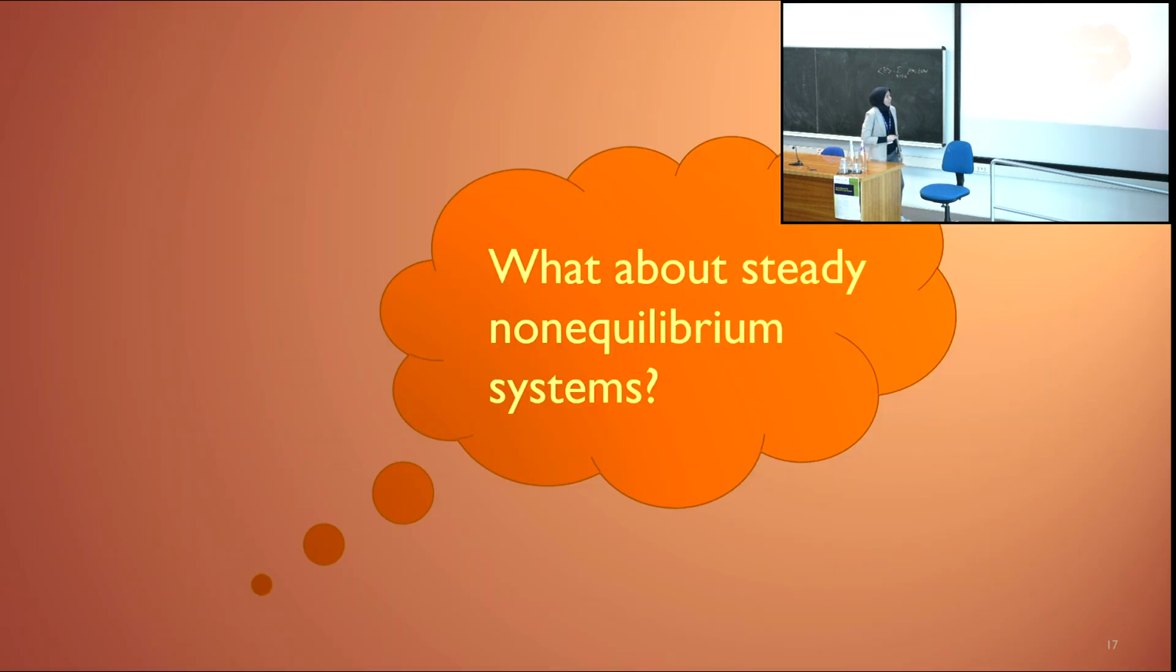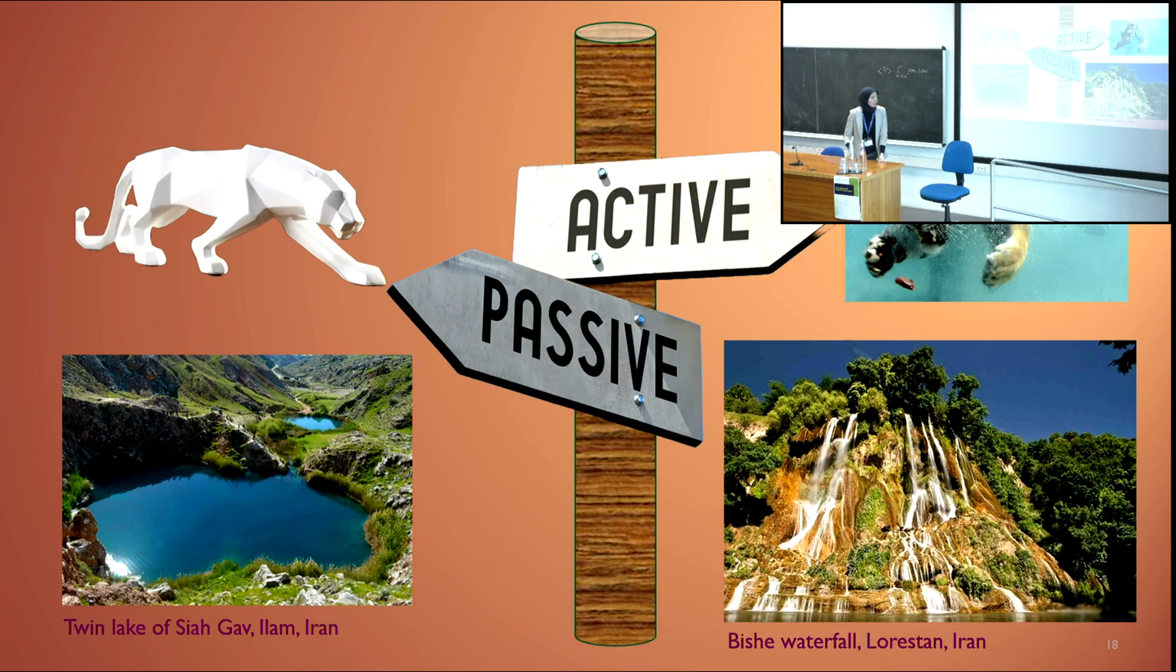Now, what about a steady non-equilibrium system? So far, we were in a boring, passive universe. Of course, it has its own beauty, but we are alive, no? I hope we are alive. And then we want to understand what's going on for a non-equilibrium system. Can we define a heat capacity in a non-equilibrium system?